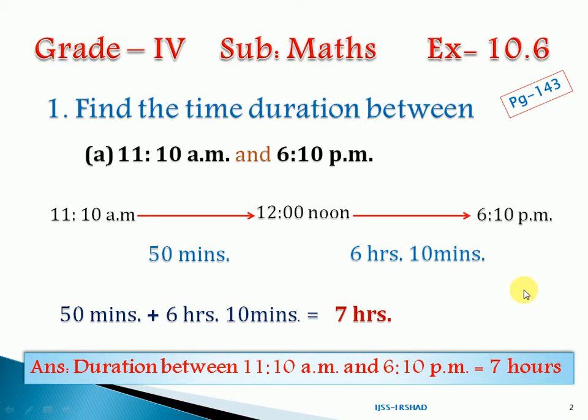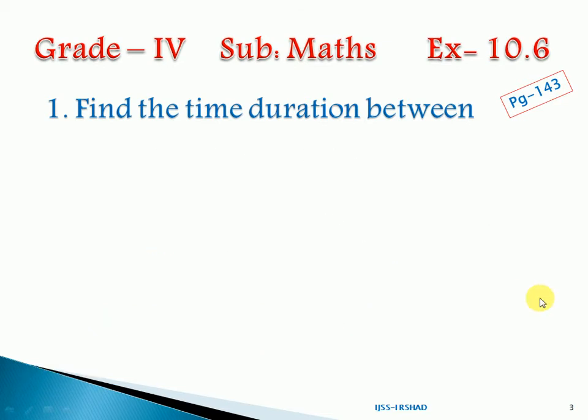So now let's move to question number B. Let's see on the screen what it is. Question number B: you have to find the time duration between 3:40 a.m. and 6:20 p.m.